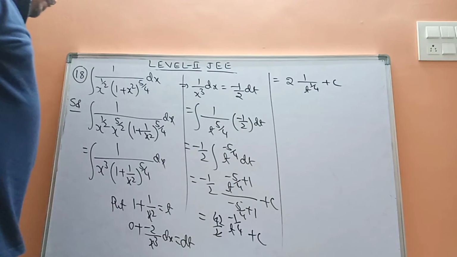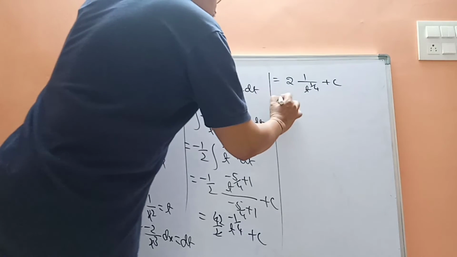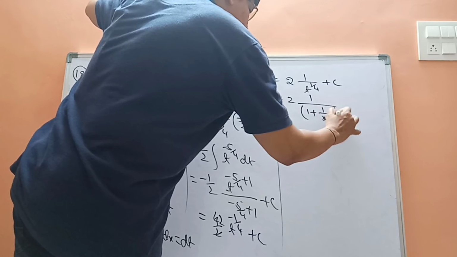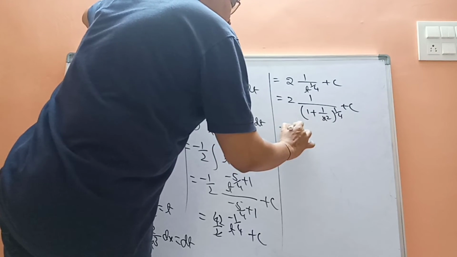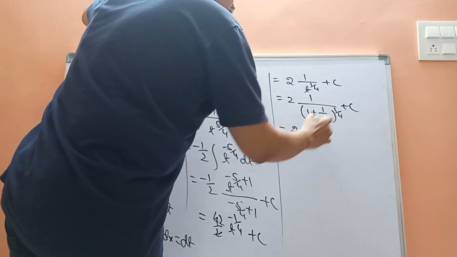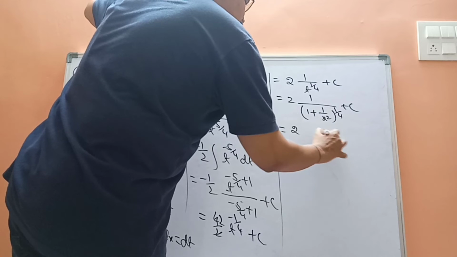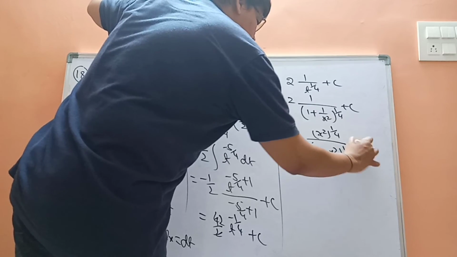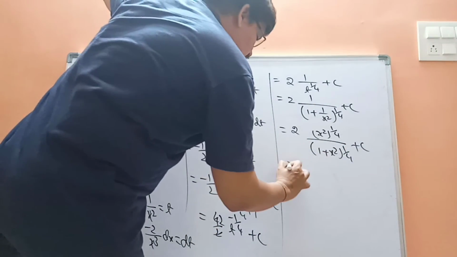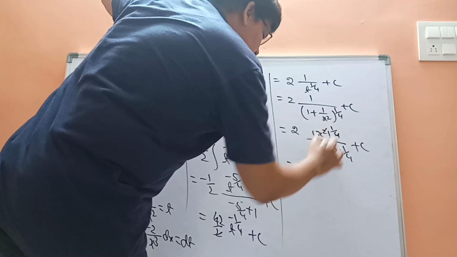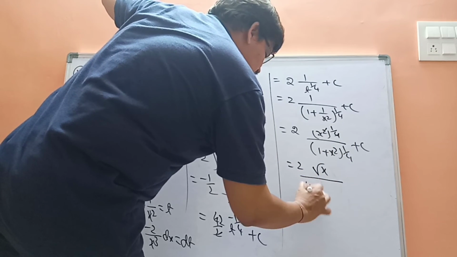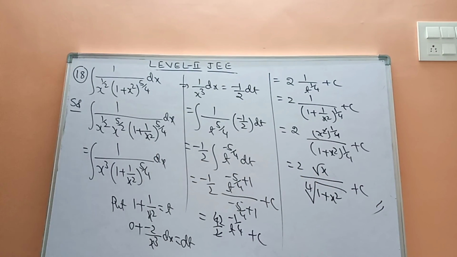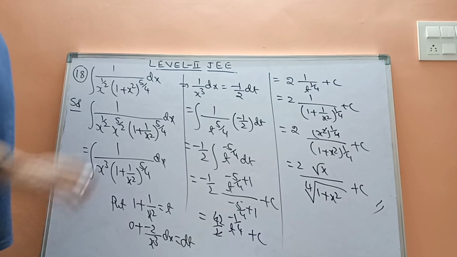So t equals this one: 2 into 1 by (1 plus 1 by x square) whole to the power of 1 by 4 plus c. Now the simplification: take x square to the numerator, this is (x square) whole to the power of 1 by 4 by (1 plus x square) whole to the power of 1 by 4 plus c. Got it? So this equals 2 into, the 2 cancels, x to the power of half means root x, by the 4th root of 1 plus x square, plus c. This is the solution of this problem. Okay, do it. So thank you very much.